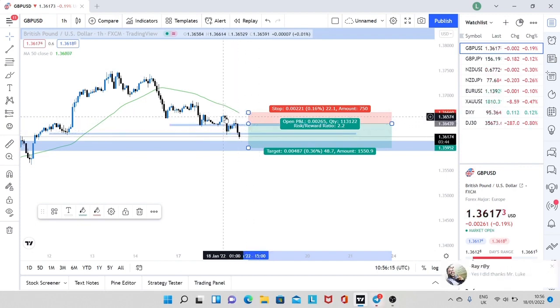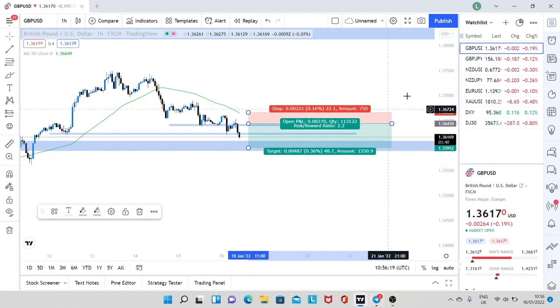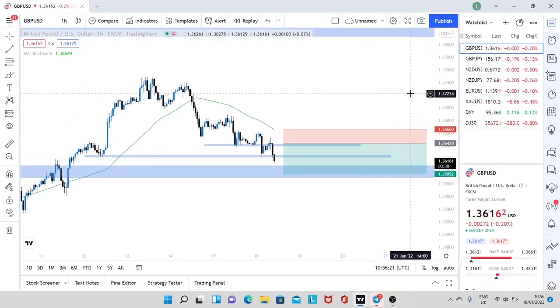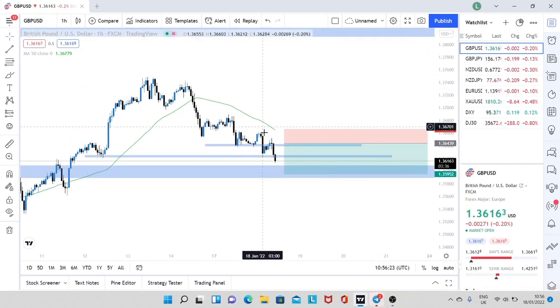If it was to break this structure point here, that was just someone on the Telegram group. More on that at the end of the video. So anyway, it had a break, it had a retest, and this is where we continue downwards.